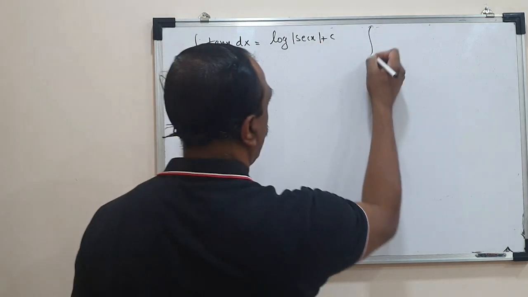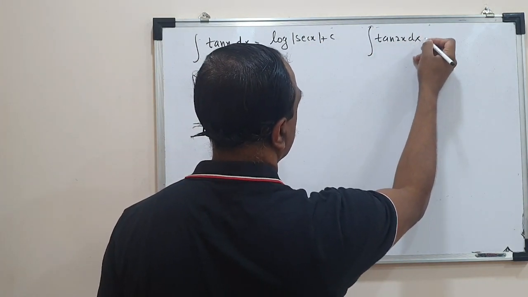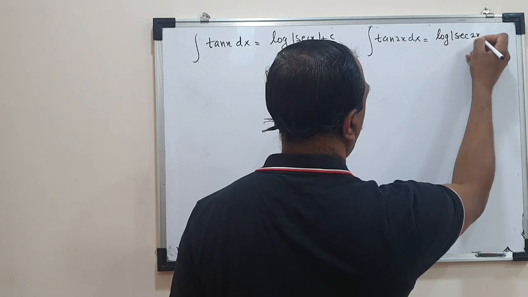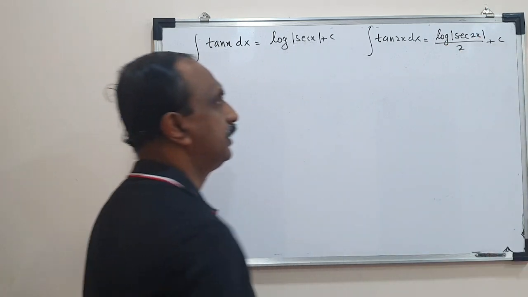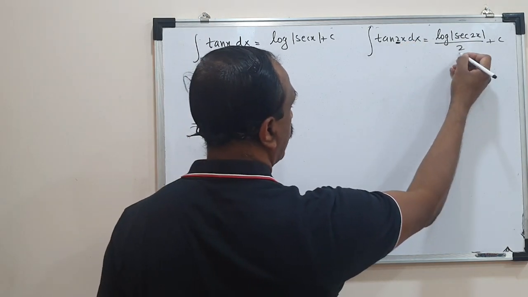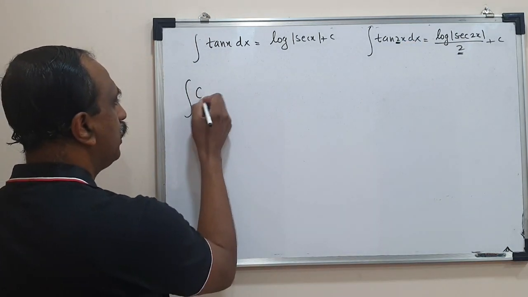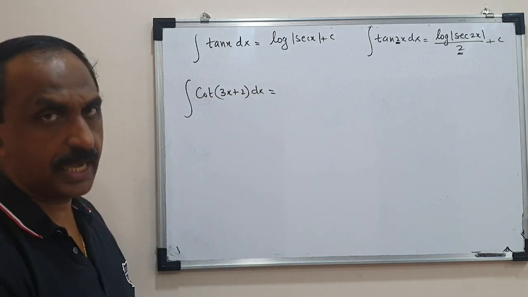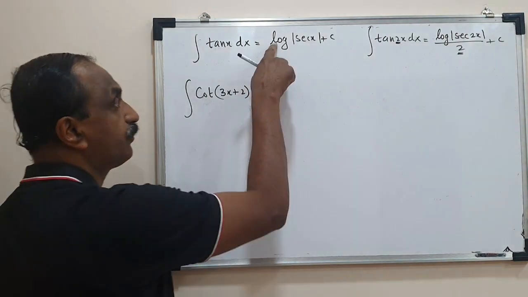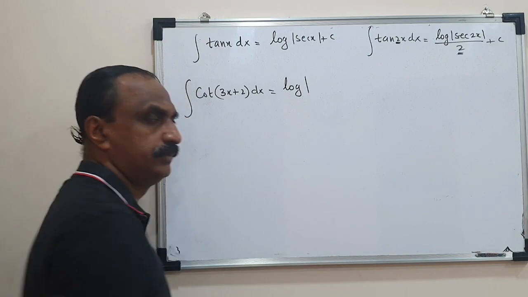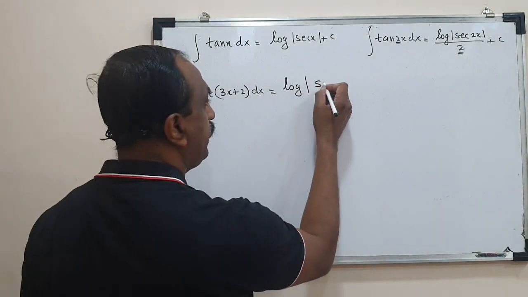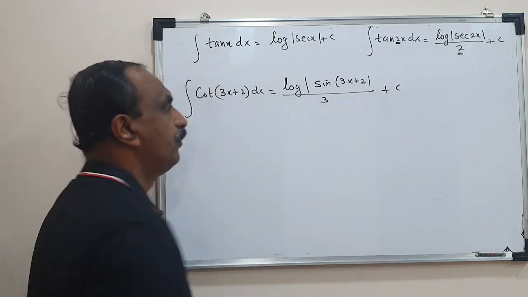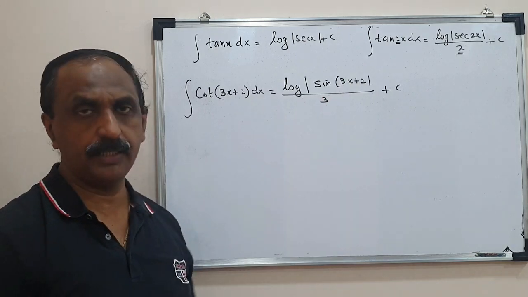So remember, if I want to integrate tan 2x, what would be my answer? It will be log of modulus sec 2x divided by 2 plus c. So you need to divide by the coefficient of x. Suppose I ask you to integrate cot 3x plus 2. Remember, when tan, cot, sec, cosec has got log in it, don't forget log. It is log of sine of 3x plus 2 divided by 3 plus c. Whenever x has a coefficient, you need to divide by 3.